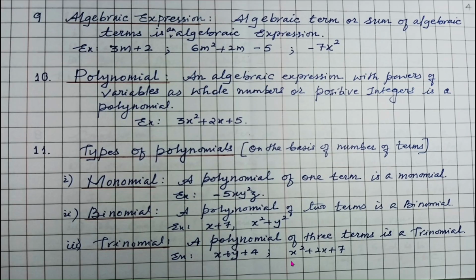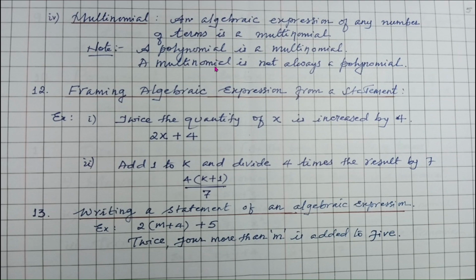So also x square plus 2x plus 7 is an algebraic expression with three terms, and therefore it is called a trinomial. Now an algebraic expression of any number of terms is called a multinomial. A polynomial is a multinomial. A multinomial is not always a polynomial. Please remember that. Now framing algebraic expression from a statement.